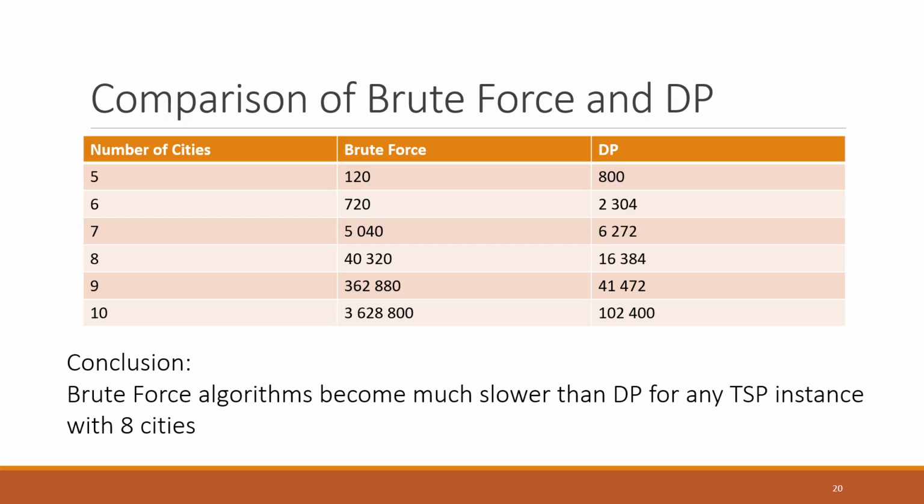Now here's a table comparing brute force and DP. We can see with 5 and 6 cities, brute force actually outperforms dynamic programming. However, when we reach 8 cities, this is when brute force becomes much slower than dynamic programming. And by the time we have n equal to 10 cities, brute force is really slow compared to dynamic programming. So our conclusion is that brute force algorithms become much slower than DP for any TSP instance with 8 cities or more.